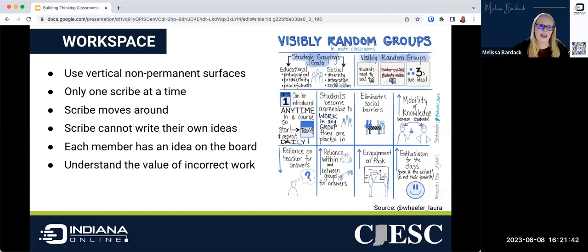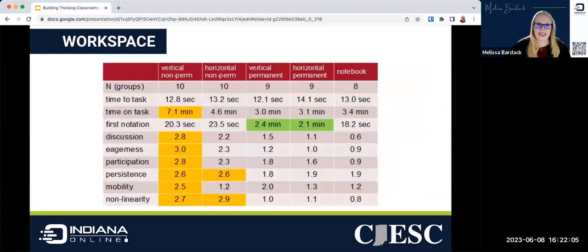We also shared that it was important to have an understanding and value the incorrect work. And this is where that modeling comes into place yet again, showing students that incorrect work has a purpose, and what can we learn from something that wasn't quite solved or approached in a way that gave us the correct answer. So with these workspaces, we used various different tools.